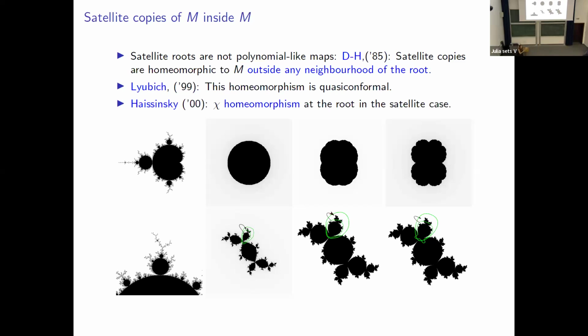By Douady and Hubbard, the satellite copies of the Mandelbrot set are homeomorphic to the Mandelbrot set outside any neighborhood of the root. And by Lyubich, this homeomorphism is quasi-conformal. Then in 2000, Petersen and Zakeri extended this homeomorphism also to the root, but without dynamical meaning. I mean, it's not a polynomial-like map.